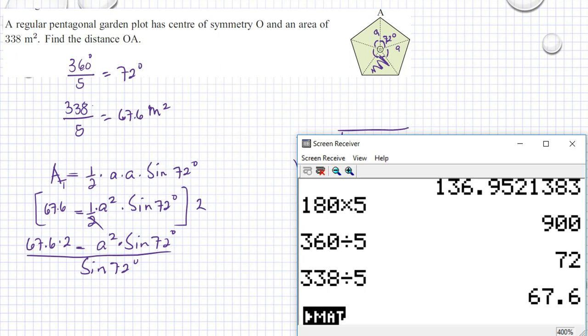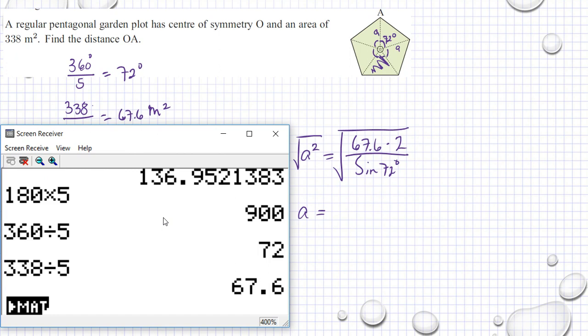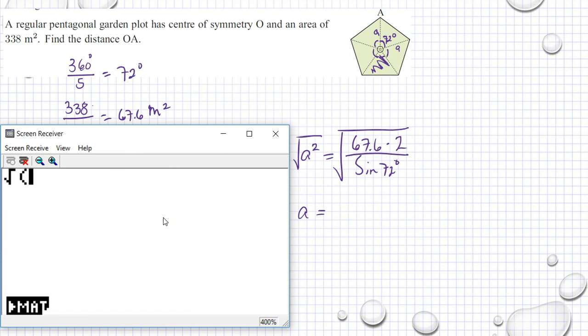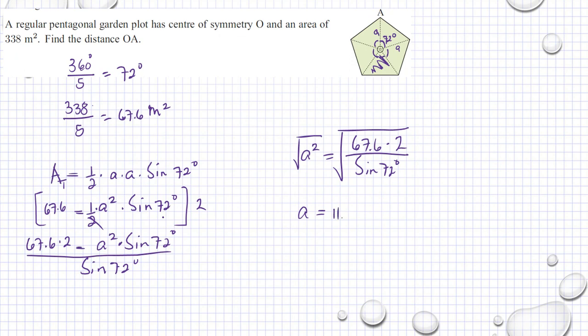Let's see. I'm going to move. Okay, then we have the square root of, there you go, 67.6 multiplied by 2 divided by sine 72. Then we have 11.9, approximately 11.9 meters.